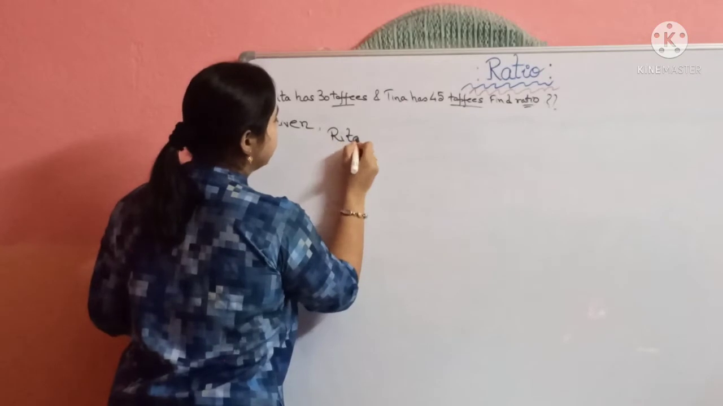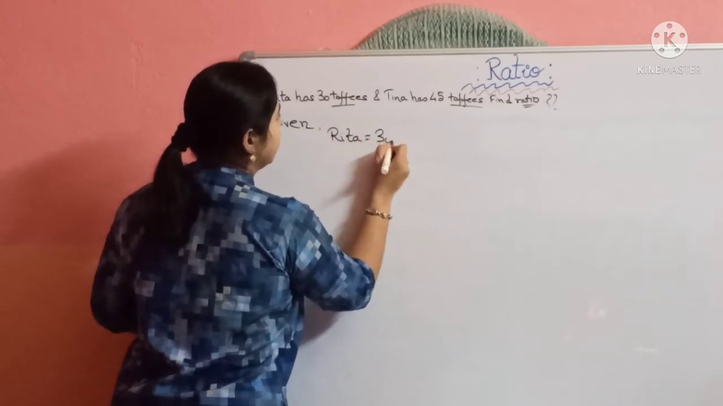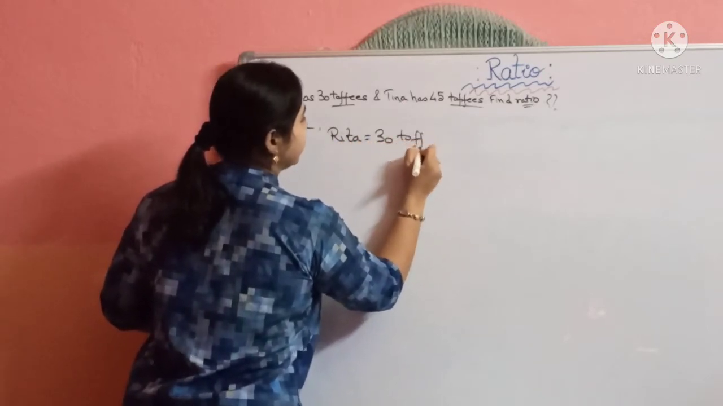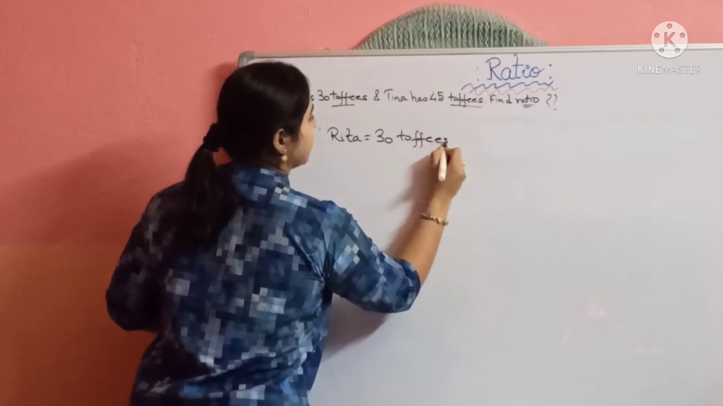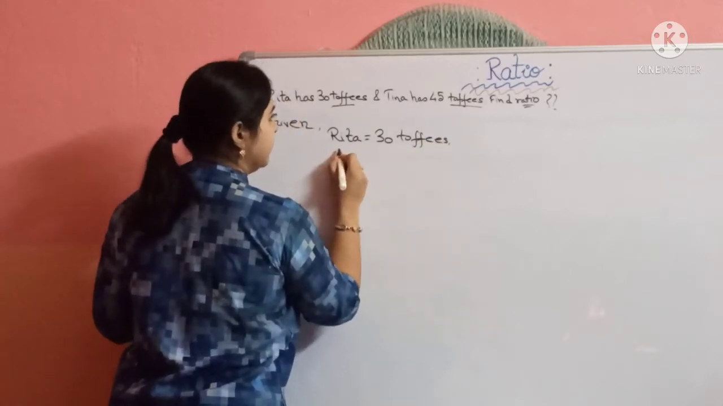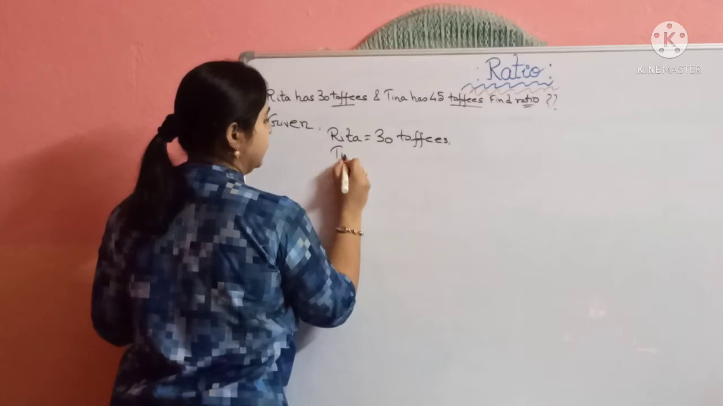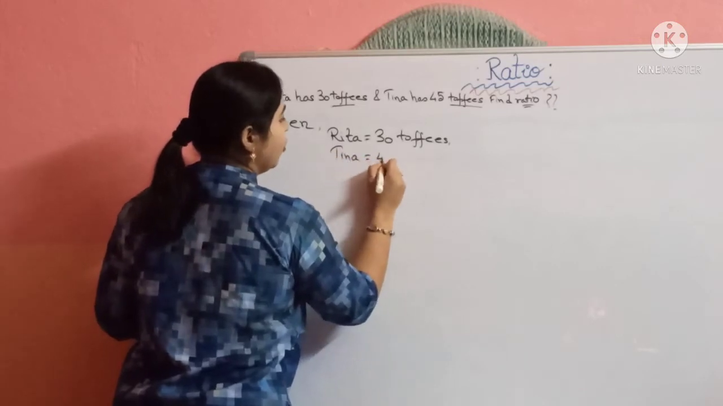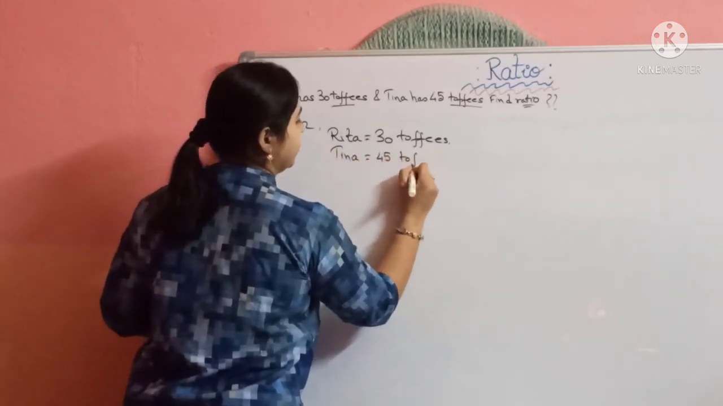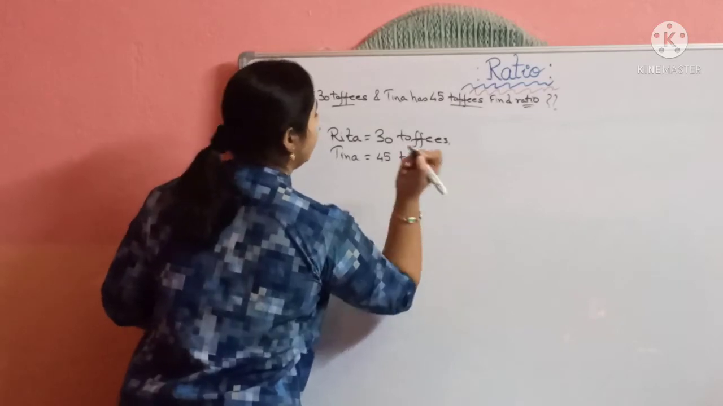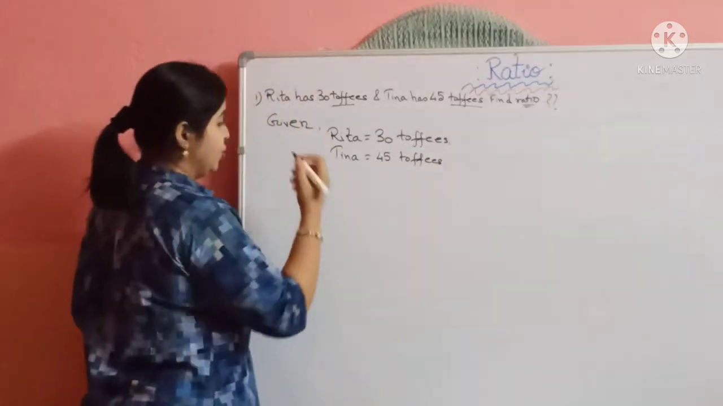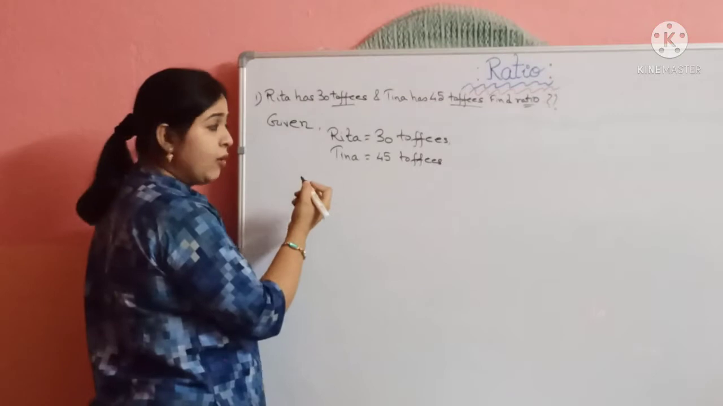Rita equals 30 toffees and Tina equals 45 toffees. So we have to find out their ratio. What should we write here down?